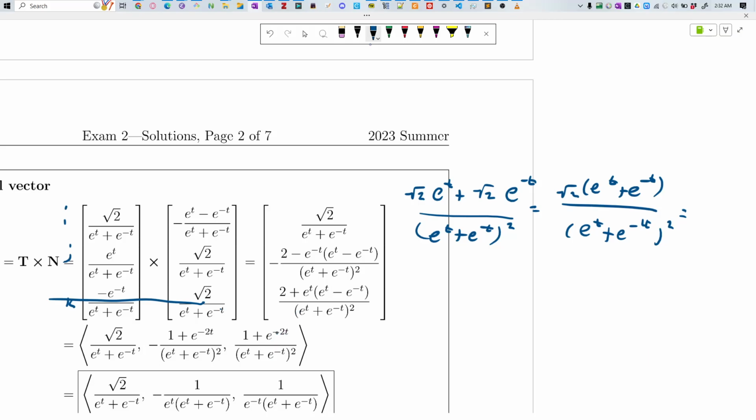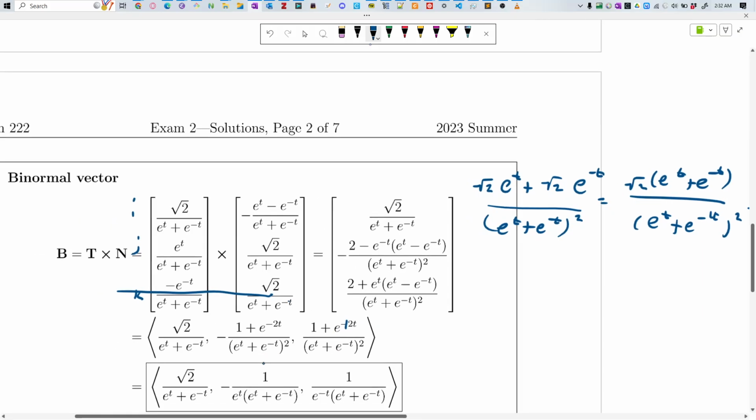2t. That should be a plus. I think that's a typo. Yeah, I think that's a typo. That should be a plus. I'll fix that before I upload the PDF. Okay.